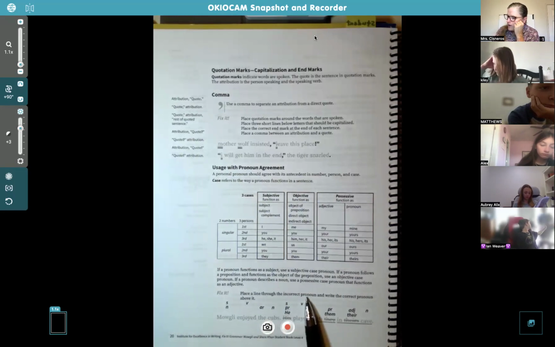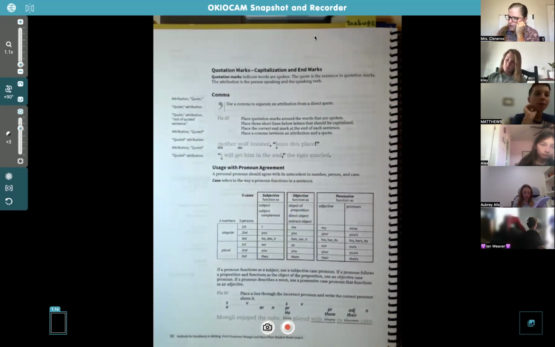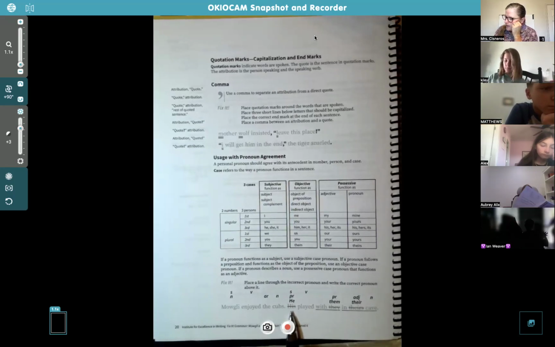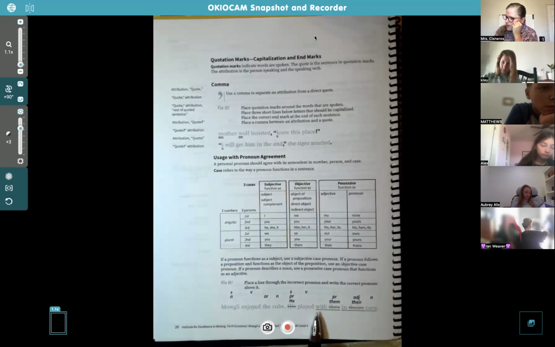Place a line through the incorrect pronoun and write the correct pronoun above it. Look at the sentence at the very bottom here. Mowgli enjoyed the cubs. It originally said, "his played with they in theirs cave."